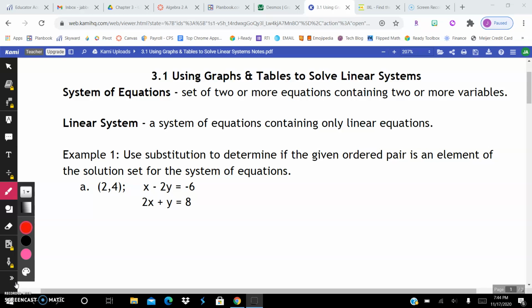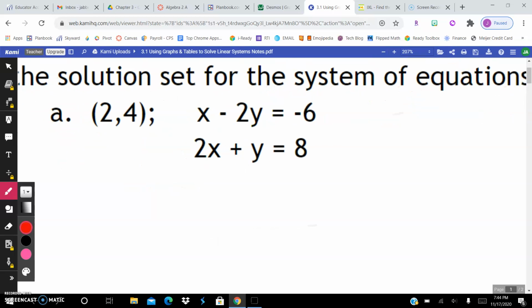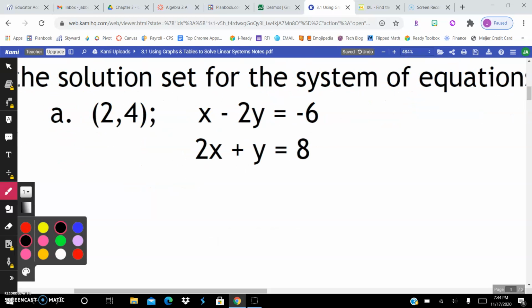So for example 1, we'll have to use substitution to determine if the given ordered pair is an element of the solution set for the system of equations. So in other words, does that ordered pair work in both of the equations in our system? Just to refresh your memory, an ordered pair is in the form x is the first number and then y is your second number.